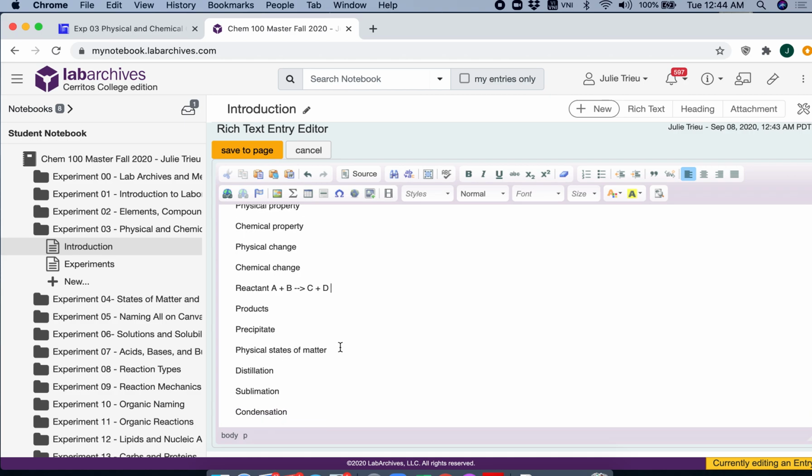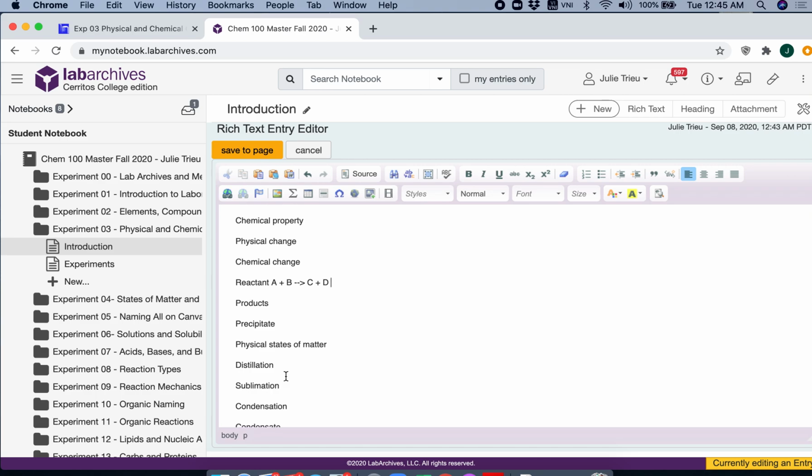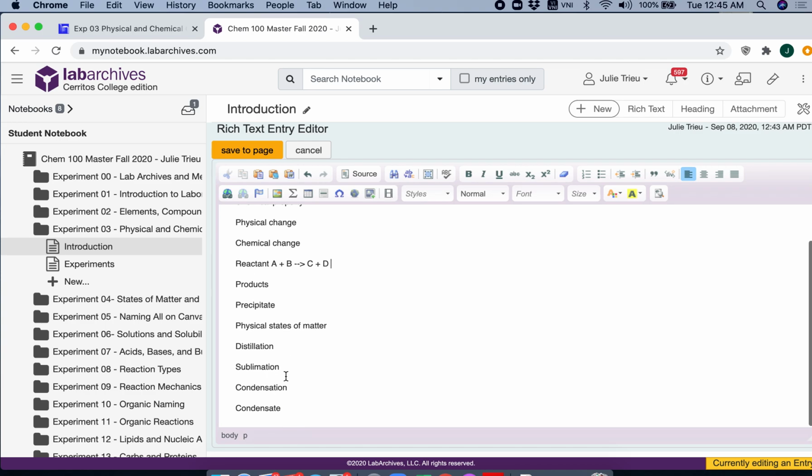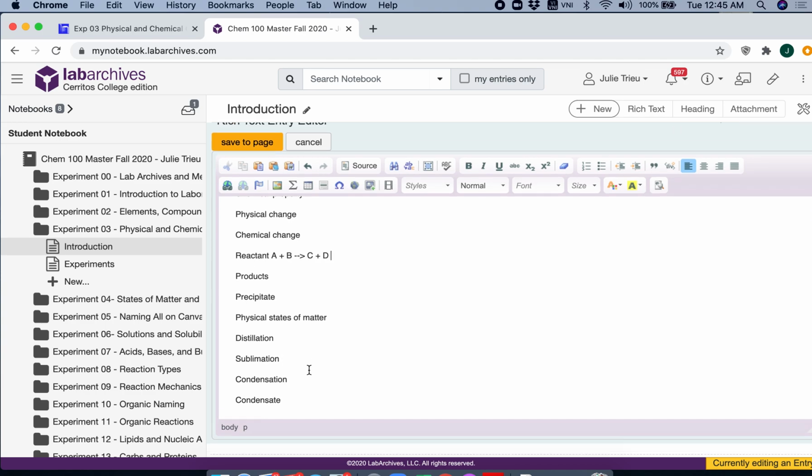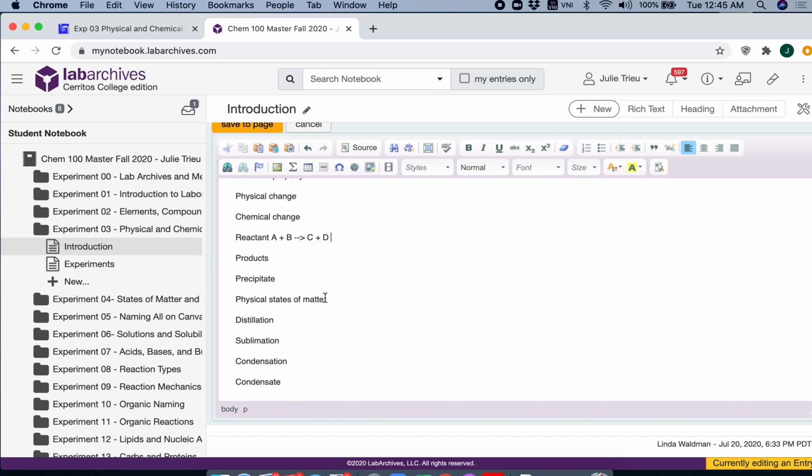Physical states of matter. We learned in Unit 1 that the three different physical states are solid, liquid, and gas. Distillation is a purification technique used to distill water, removing the contamination in the liquid. Sublimation, condensation, condensate. Make sure you know all of these terms to prepare for your lab quiz.